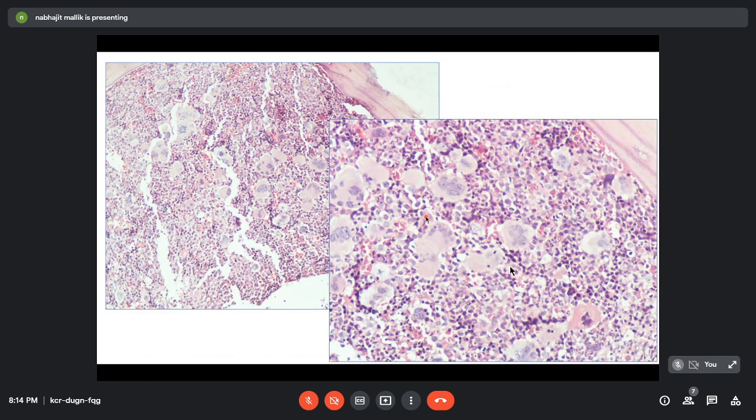We learned that the megakaryocyte should be inside in the interstitium and not in the paratrabecular region. But we can see that there is distortion of topography here, and the megakaryocytes have moved to the paratrabecular region.